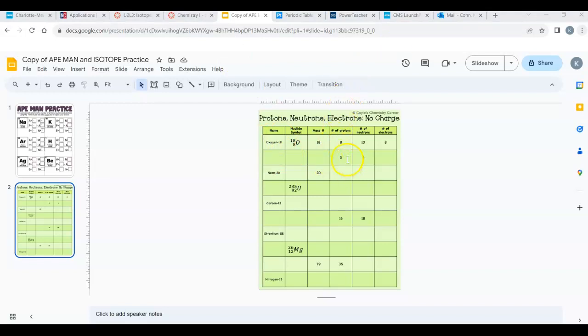So here we need to be able to identify our element. So it doesn't tell us what the element is here, so we have to identify it. Remember, the atomic number tells you the identity of the element.